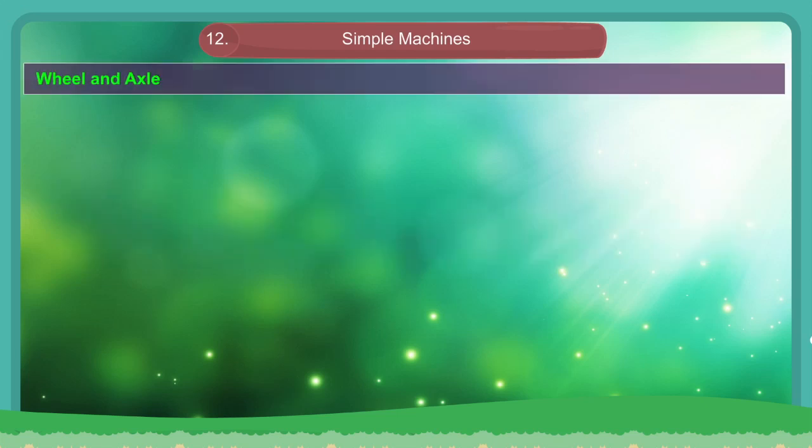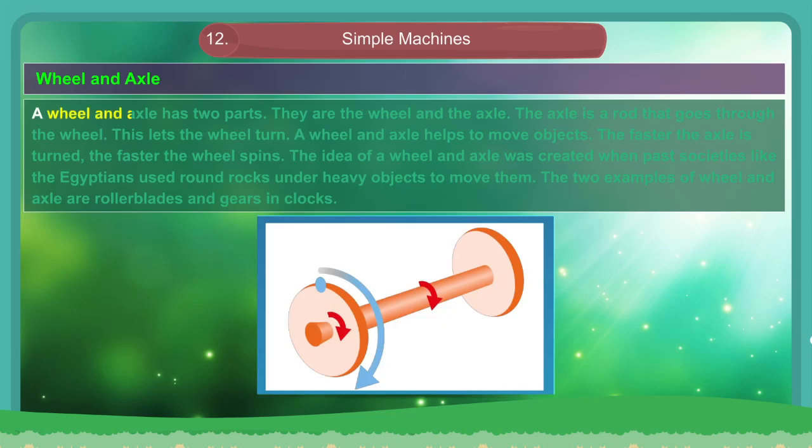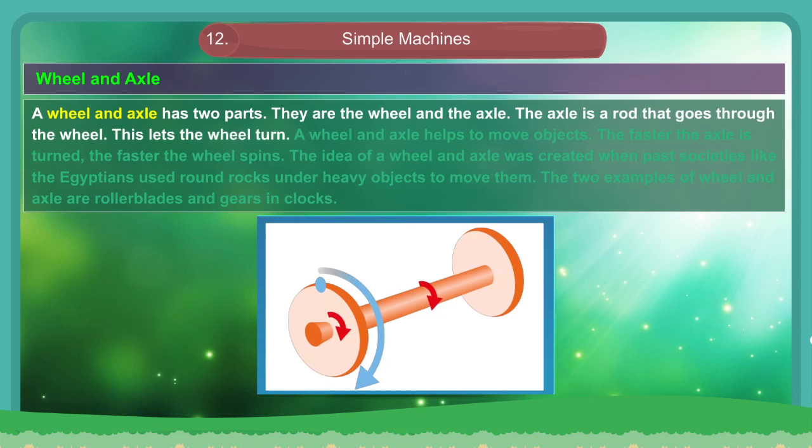Wheel and axle. A wheel and axle has two parts. They are the wheel and the axle. The axle is a rod that goes through the wheel. This lets the wheel turn. A wheel and axle helps to move objects. The faster the axle is turned, the faster the wheel spins.